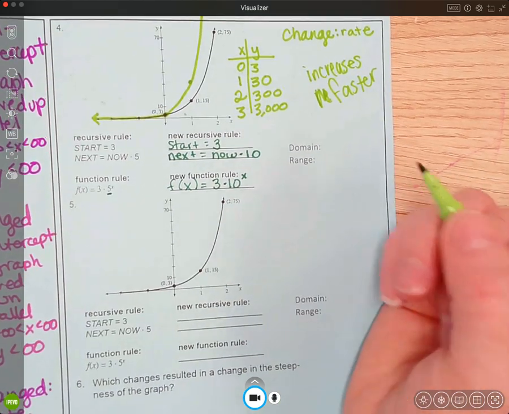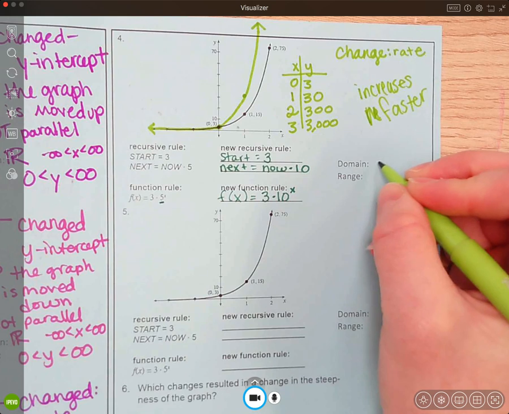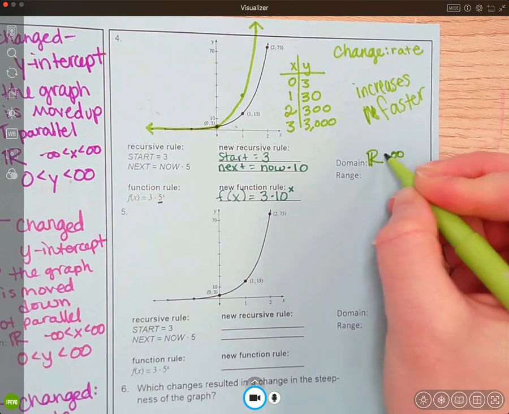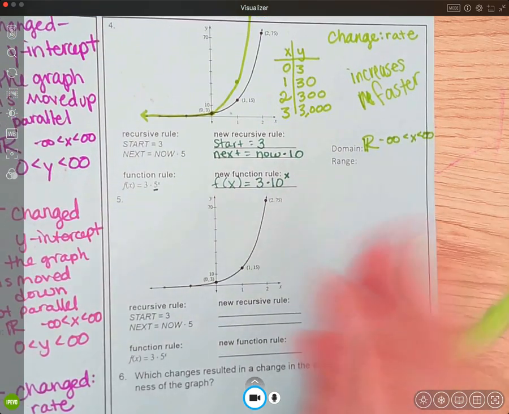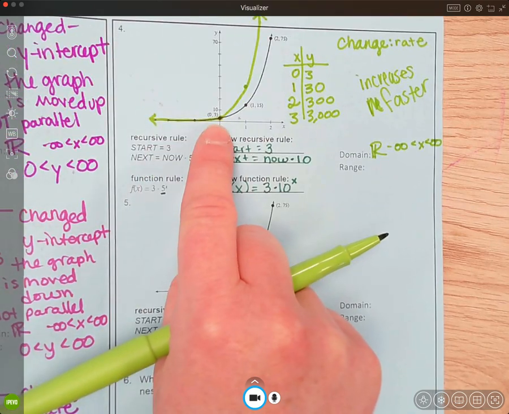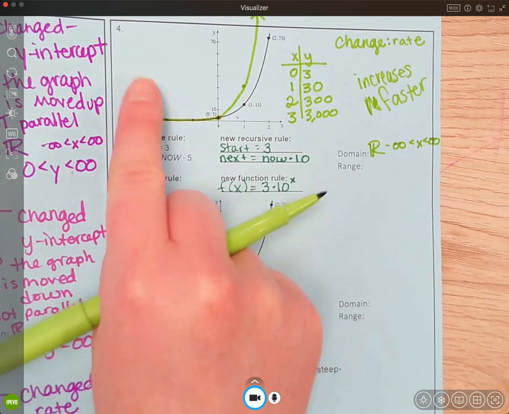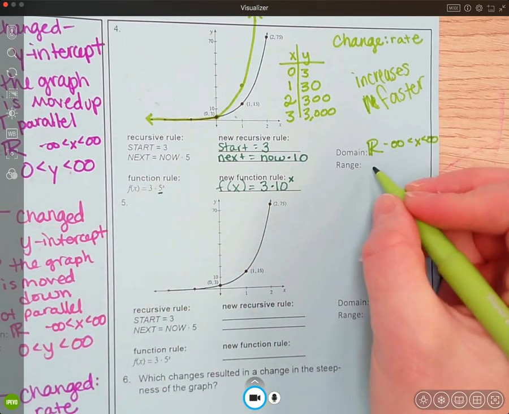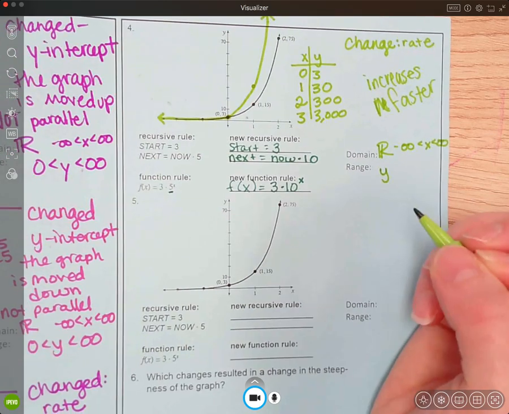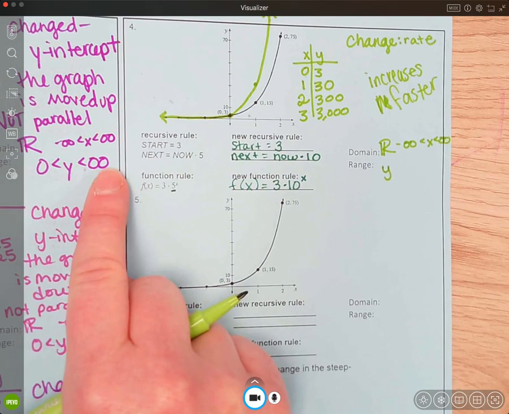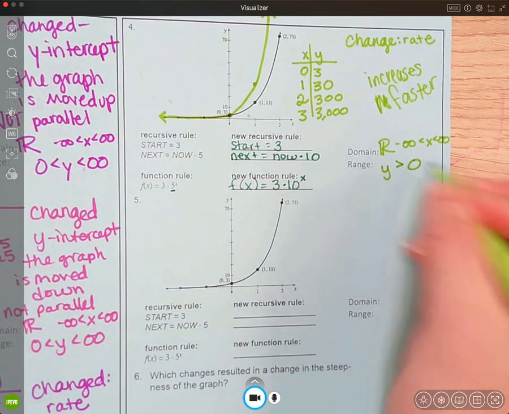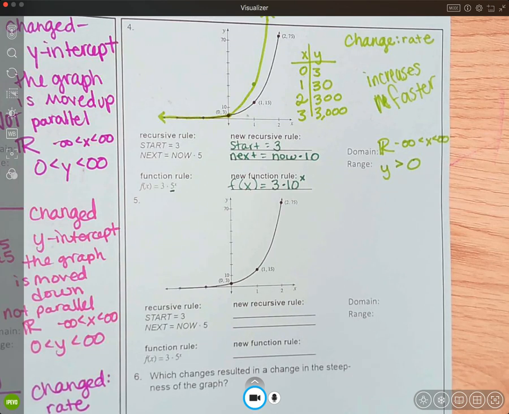Okay, so our domain is the same as the others. X is all real numbers. It goes from negative infinity to infinity. In the range, remember how yesterday it got closer and closer to the x-axis, but it never went below? So y has to be between 0 and infinity, which we can actually write easier than that. If it's between 0 and infinity, that means it has to be greater than 0. It can't be equal to it because it's just like walking to the wall. You can get closer and closer and closer, but you can never be at 0 distance from the wall.